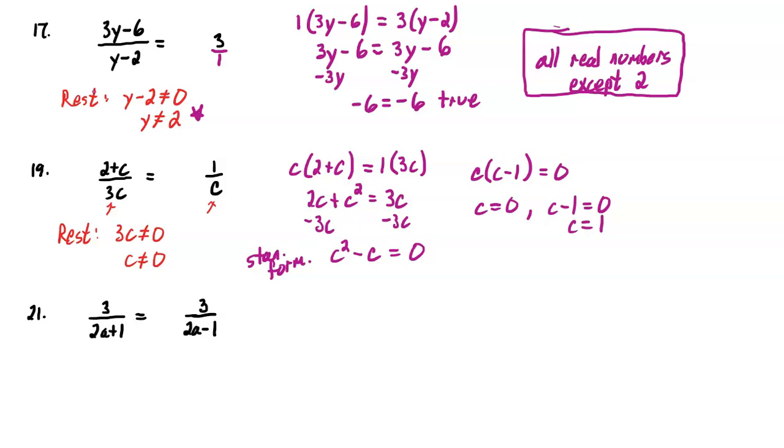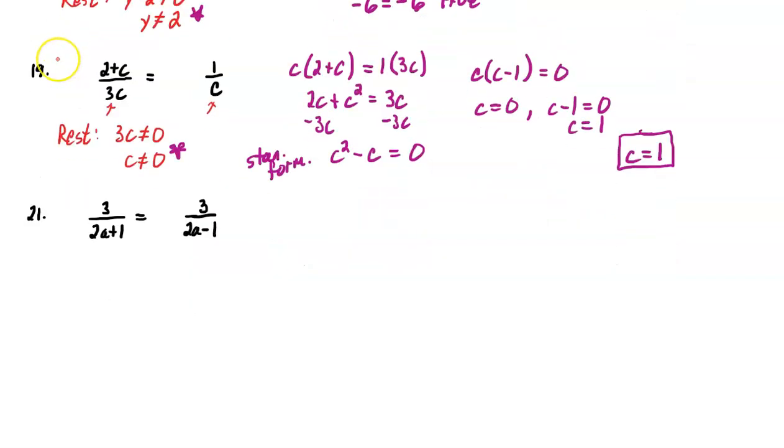Now our algebra method results in two answers. One of them is 0 and one of them is 1. But remember our restriction. c is not allowed to be 0. So what's the final answer? It's just c equals 1. Only that number can be included in the answer. We have to exclude the 0.